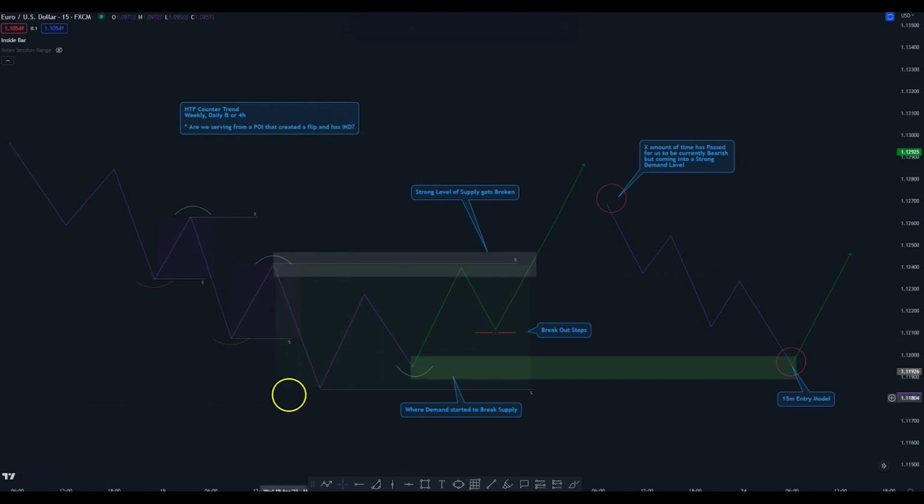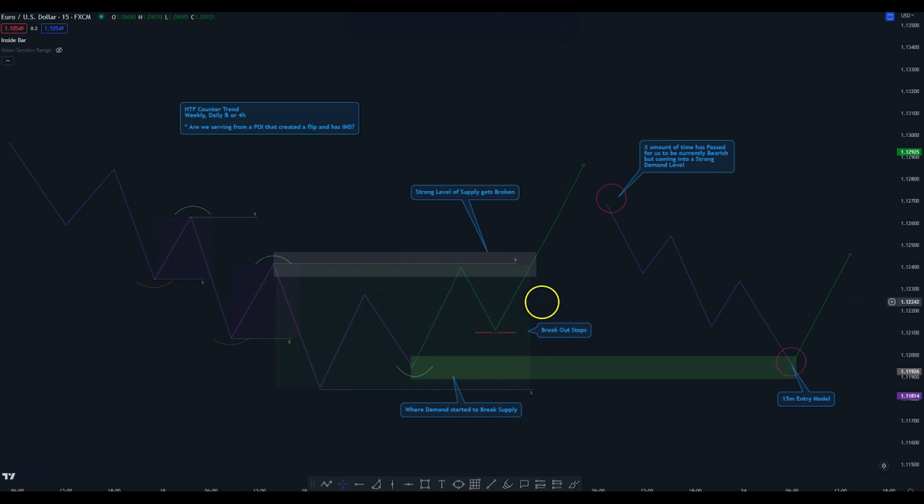Okay, so again, we're still looking for buys, we're looking for demand, but you would see supply creating lower highs, lower lows, lower highs, lower lows, lower highs, failing to create a lower low. Coming up, testing this level of supply, which is a strong level because it broke structure. So it's got to test a strong level of supply. Still fails to create a new low, and then demand breaks supply.